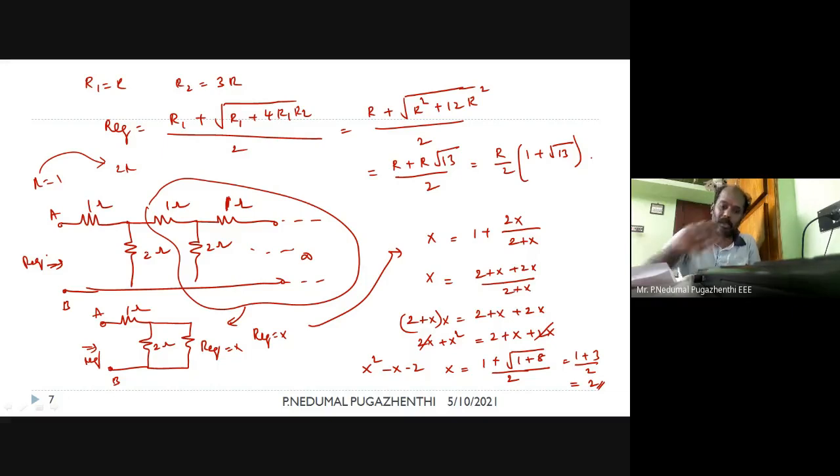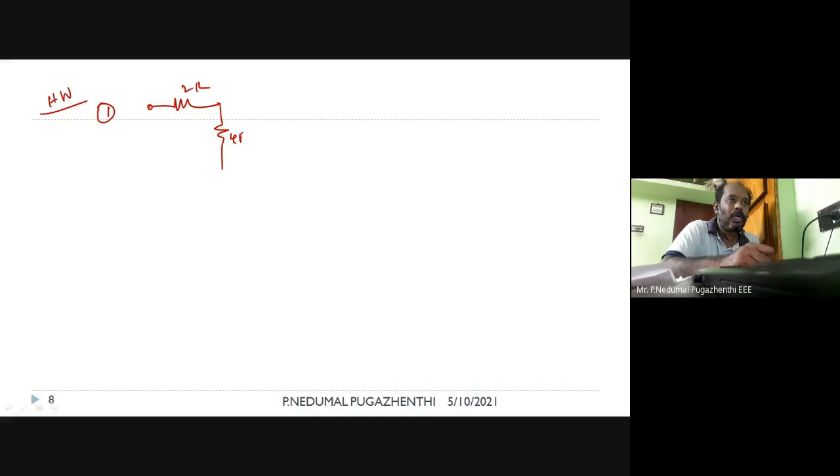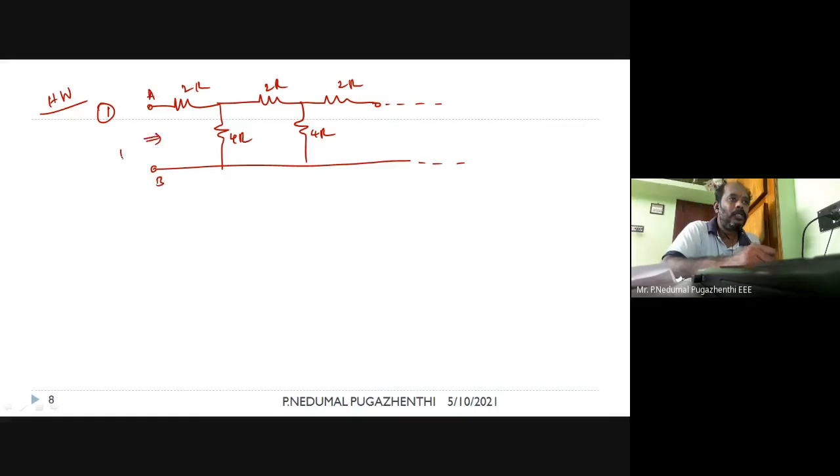Hello? Everybody in the class, please respond in the chat window at least, and let me provide you with a homework problem. First problem is, this is 2r, this is 4r, this is an infinite network. This is 2r, this is 2r. Find the R equivalent. This is the first question.